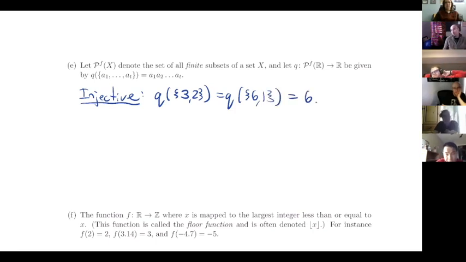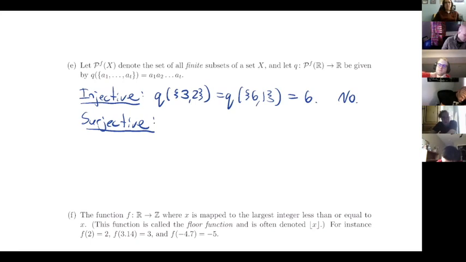Yeah, quick. So there are two different sets that have the same output. So it's not injective. And what was the consensus on surjectivity? Yeah, so this is surjective.